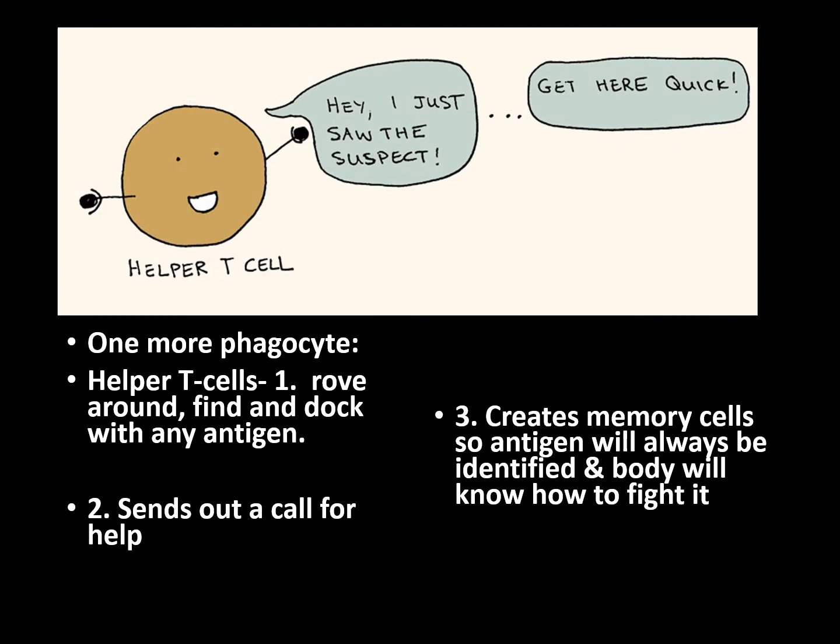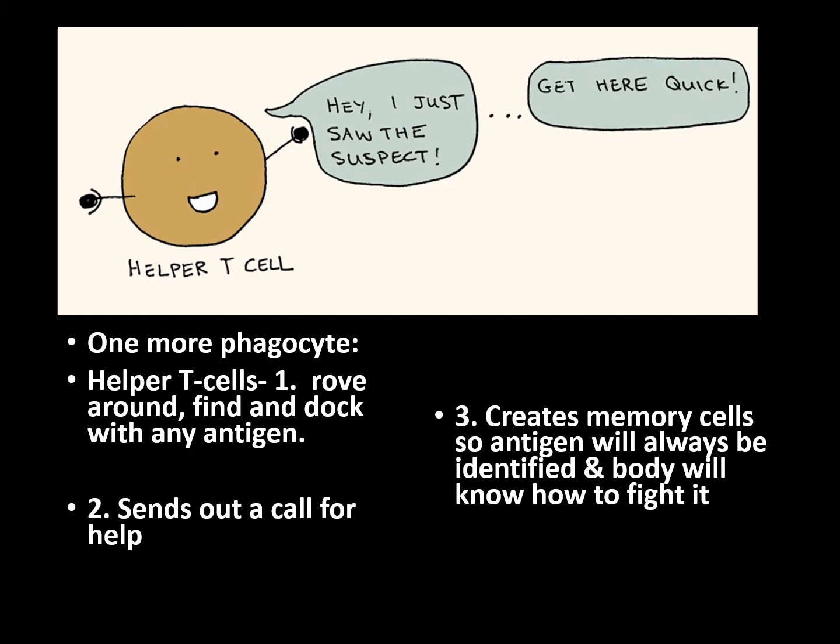There's one more little phagocyte, and that's the little helper T cell. I suppose he's not little. He has a job. He has a couple jobs. Helper T cells do 3 different things. They rove around, they find, and they dock with any antigen.